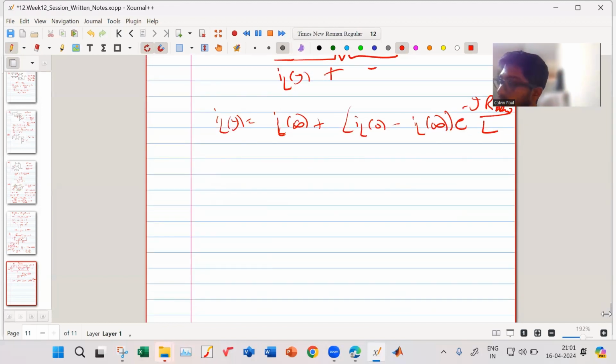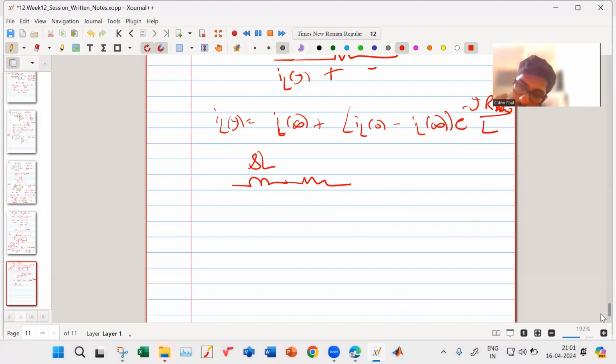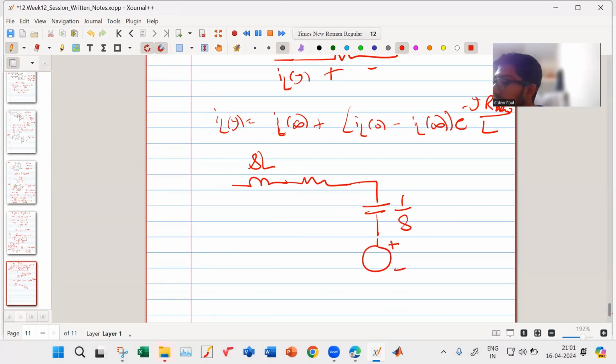Your effective network is L, so SL. What is 10 parallel 20? You calculate: 20/3. Assume we use 1 farad to make it simple. 1 by S, and this will be plus or minus 10 by S. This is the initial voltage, and this is also plus minus 10 by S.